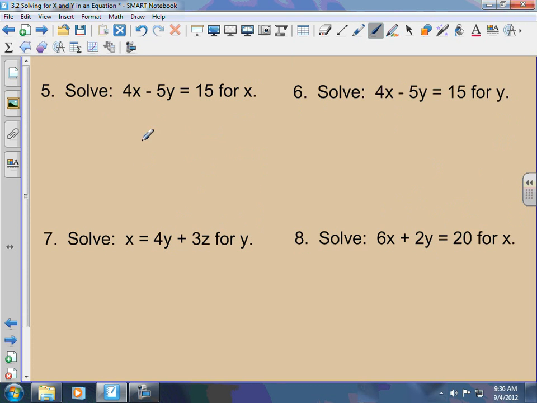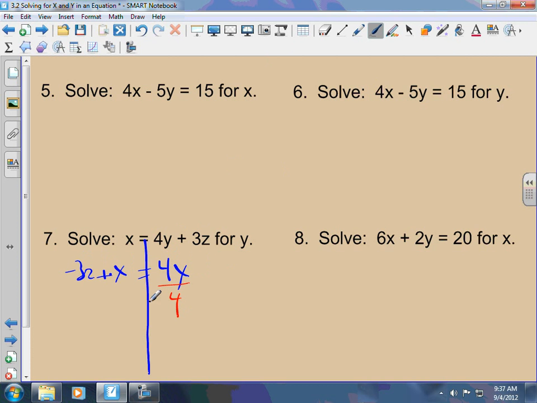All the rest of these are exactly the same. Do not be confused by the z. We're solving for y. So what I'm going to do, I'm just going to do the opposite to the other side, right? So here's a little shortcut. It's positive 3z over here. What's it going to be on the other side? That's right. Negative 3z plus x equals 4y.